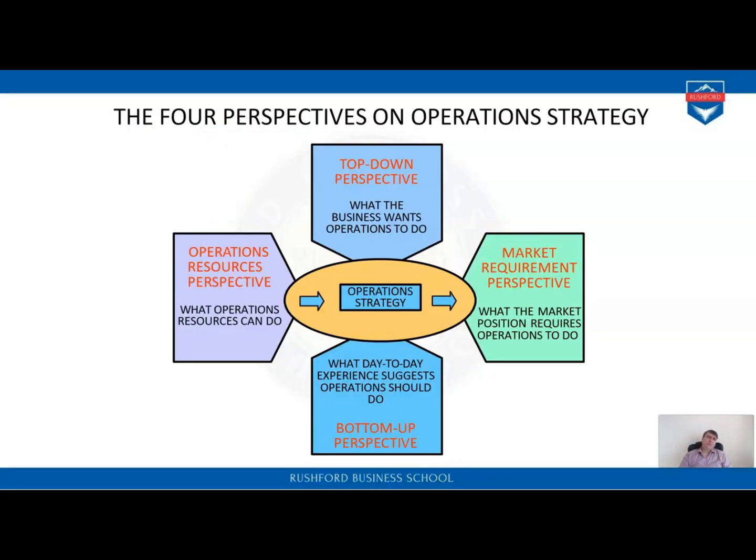The full perspective on operation strategy includes the operations resources perspective: what sort of operation resources you have and what you can do with them. Then the market requirement perspective: what the market position requires operations to do. The top-down perspective: what the business wants operations to do. And the bottom-up perspective: what day-to-day experience suggests operations should do. So you need to look at it from bottom-up, top-down, operation resources and market requirement perspectives.